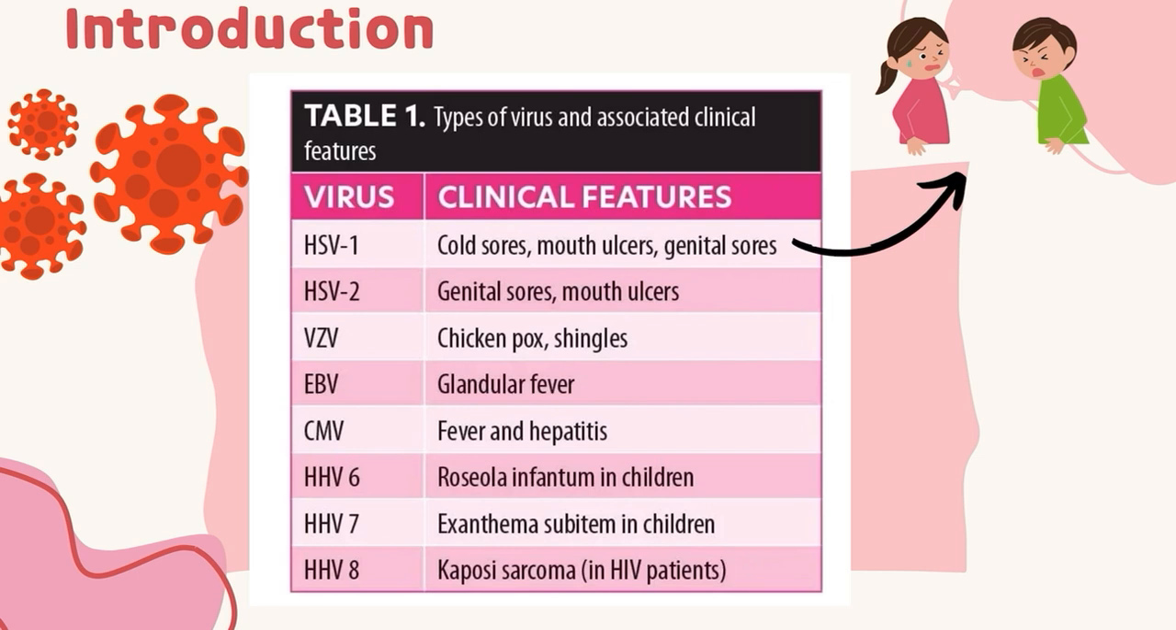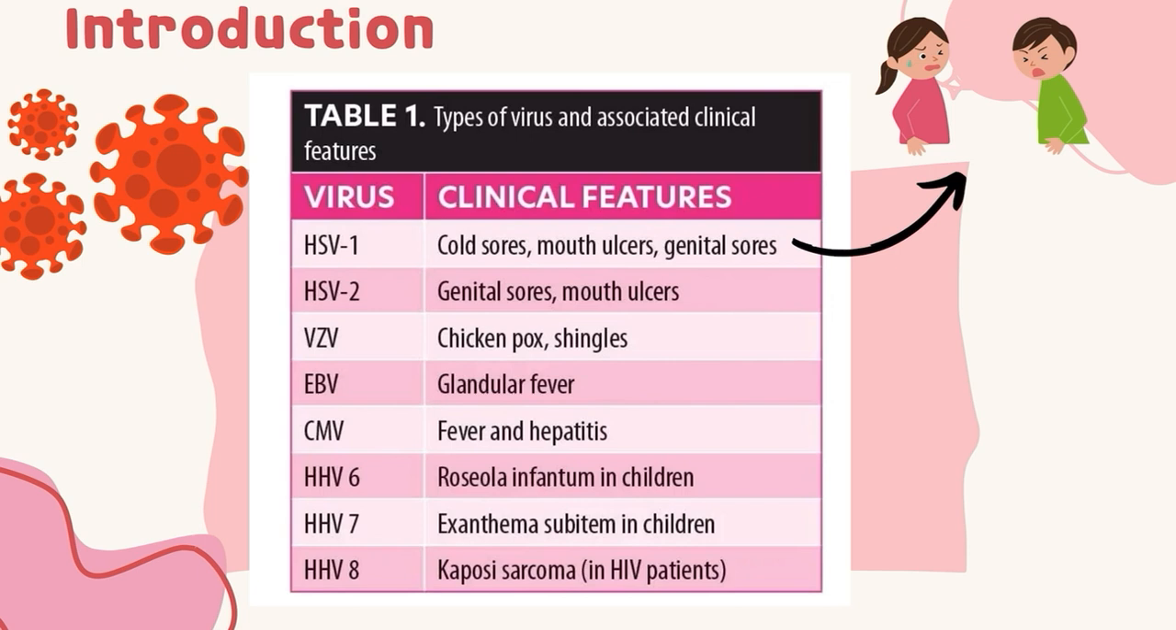Herpes simplex virus 1 more frequently causes orofacial infection, infects above the waist. Herpes simplex virus 2 causes genital infections. Herpes simplex virus 1, herpes simplex virus 2 and varicella zoster are viruses that are known to cause oral mucosal disease. Cytomegalovirus is an occasional cause of oral ulceration in immunocompromised patients.